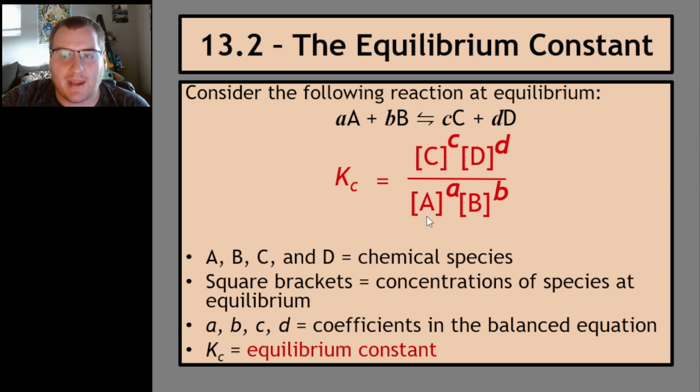Same thing here though, I have my A to my a power, B to my b power. A, B, C, and D are just whatever chemical species. You could have more than 2 on top and bottom, you can have less. The square brackets, remember, are the concentrations of those species at equilibrium. And then a, b, c, and d are the coefficients in the balanced equation. You might need to change your paper a little bit to match this, but you can leave it too, it doesn't really matter. Main thing here, Kc stands for equilibrium constant, and this is specifically for concentration, which we'll kind of talk about what that means.